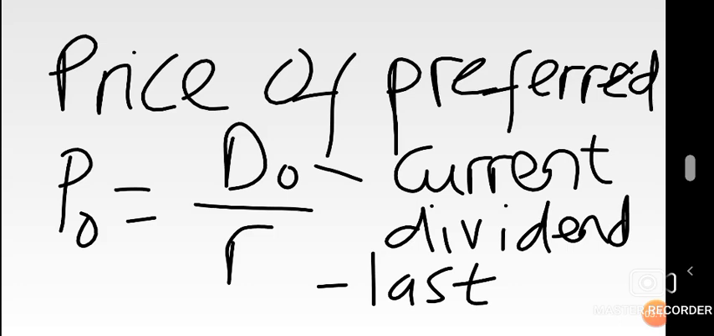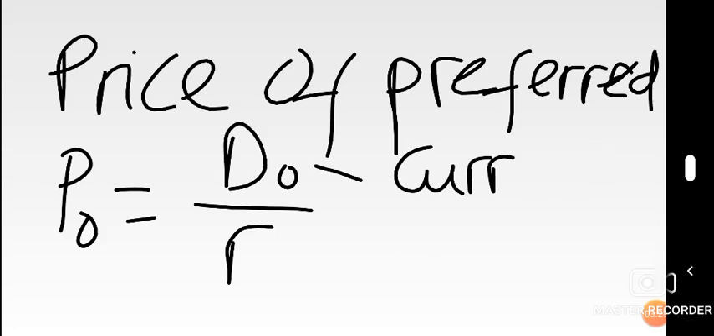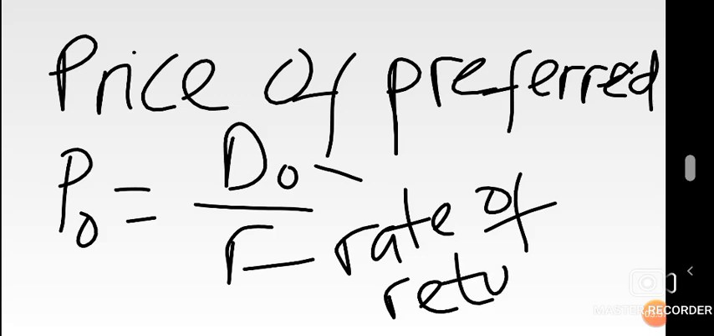Over R. R, what is R? R is the rate of return. Let me just erase this for dividends. R is the rate of return. Take note of that. Okay, that's basically what you need to know about preferred stock.